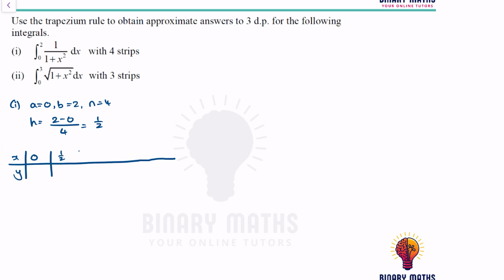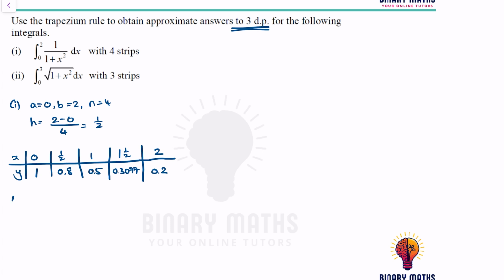So half, 1, 1.5, and 2. So use your table function to substitute into the function 1 over 1 plus x squared in steps of half from 0 to 2. When you substitute these values in, you get 1 when x is 0, 0.8 when x is a half, 0.5 when x is 1, 0.3077. Now because I want the answer to 3 decimal places, I'm going to round my answers to 4 decimal places, so 1 extra. And when I substitute 2 in, I get 0.2.